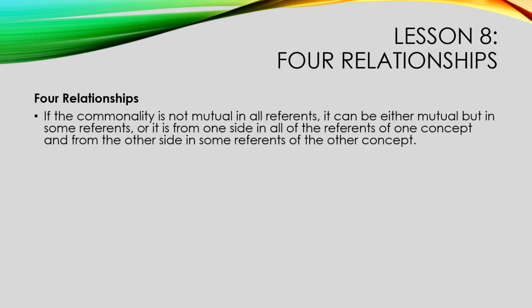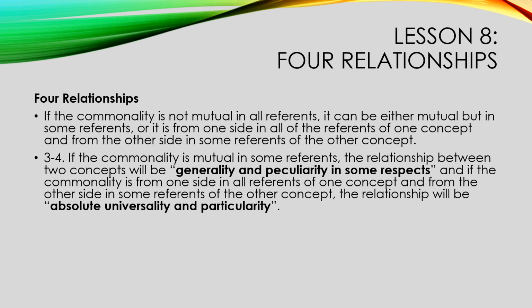If the commonality is not mutual in all reference, it can be either mutual but in some reference, or it is from one side in all of the reference of one concept, and from the other side in some reference of the other concept. I understand that to understand it in its tangible form is at this point in time difficult, but don't worry, because we have also the diagrammatical representation of these four relationships.